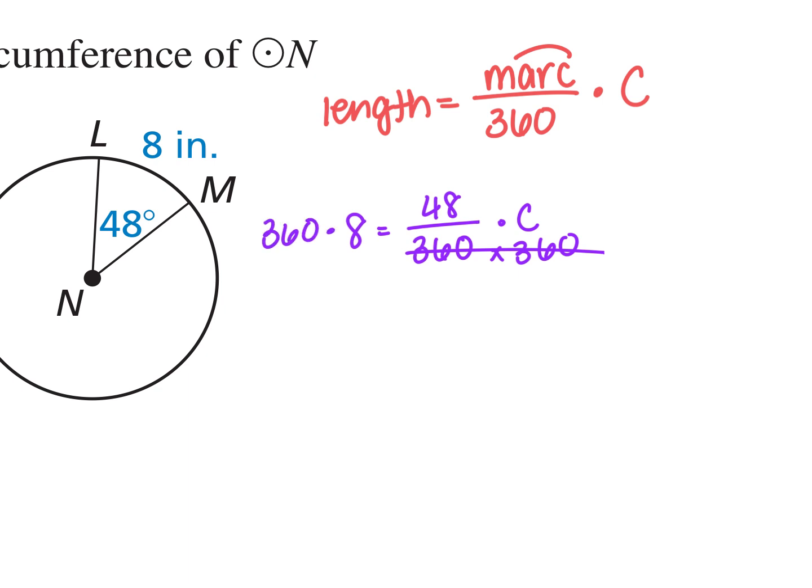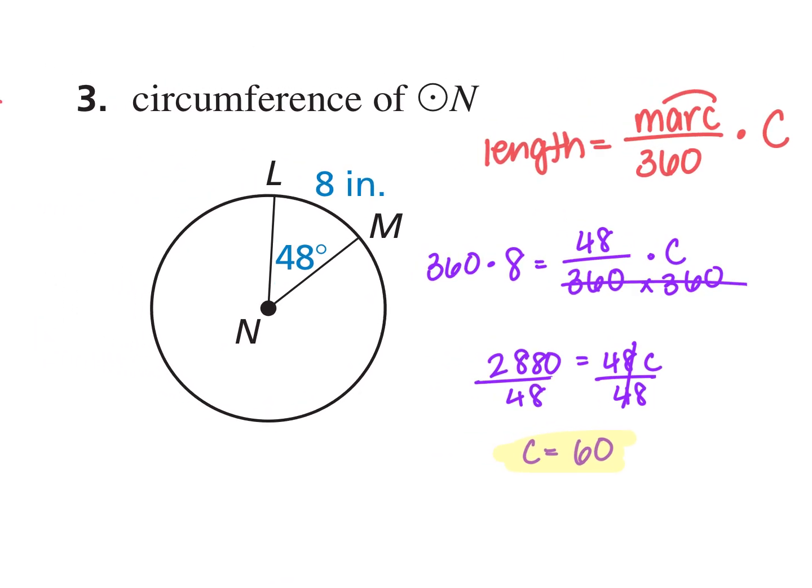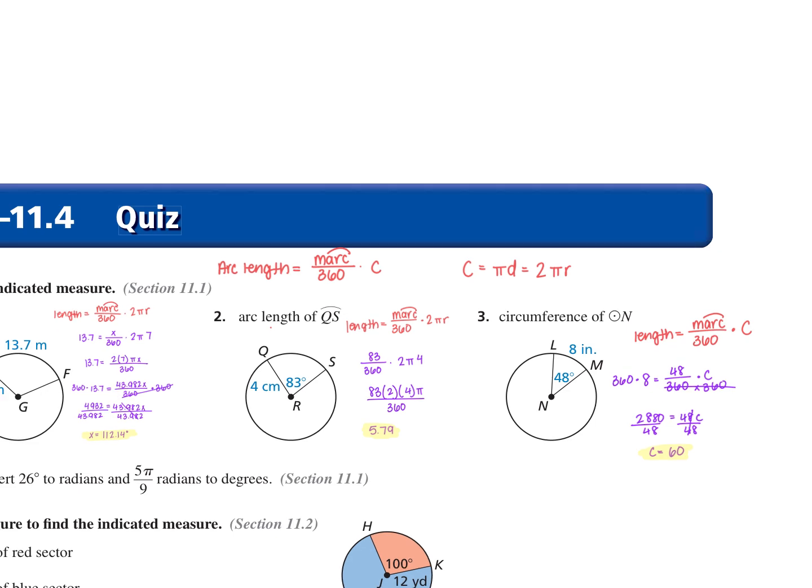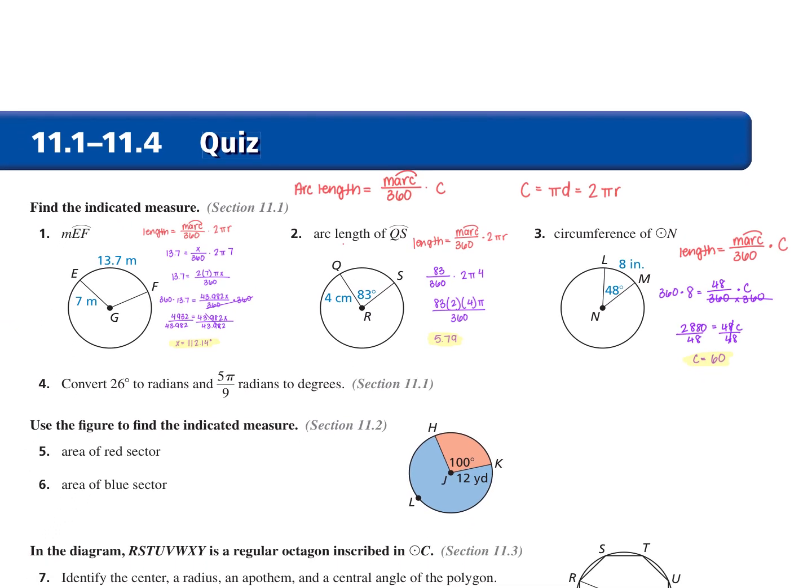If I multiply it, I'm going to get 2,880 equals 48C. Divide by 48. And my circumference is 60. And that's my answer for 3. All right, any questions on the first 3? Okay, again, you have to know the formulas for those in order for you to solve.